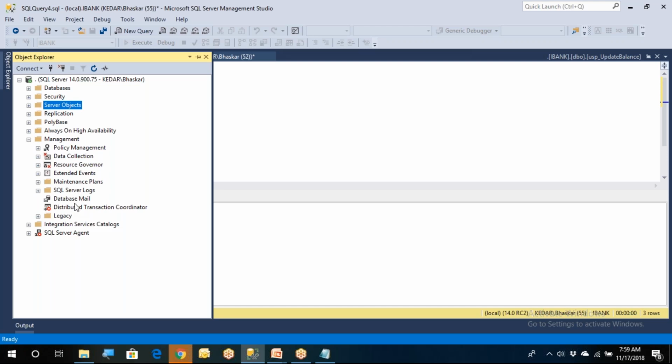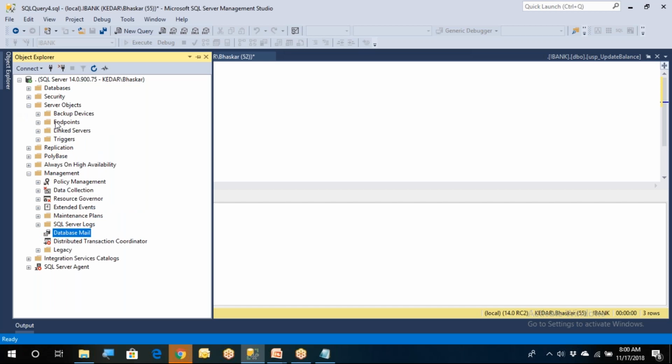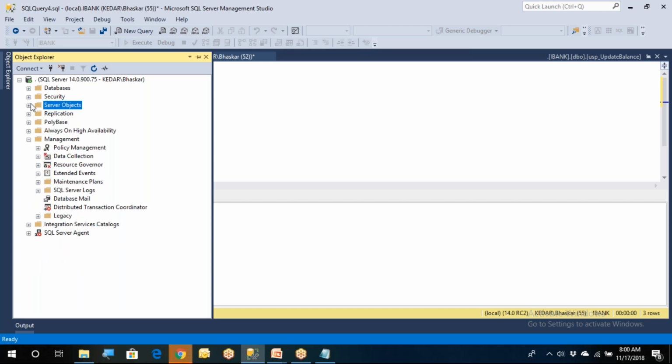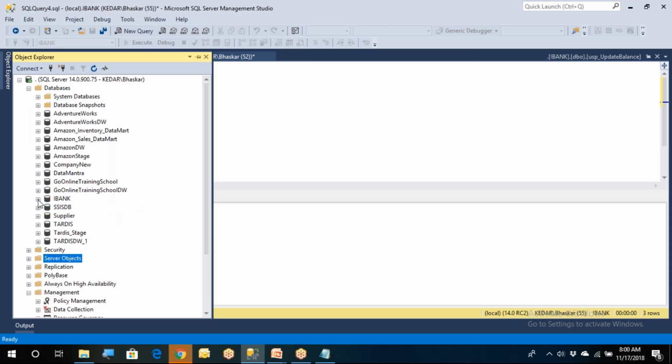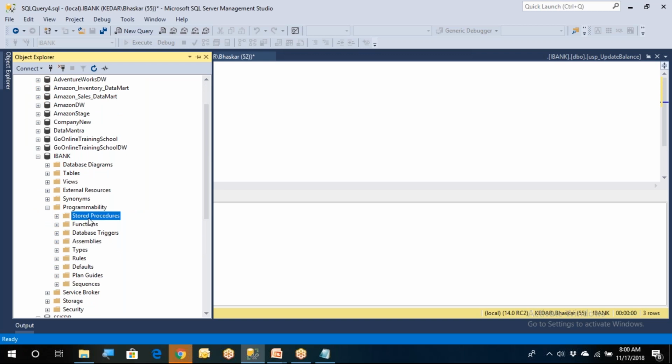See, you have Database Mail where you should be able to send mails and all from the database only. Linked servers we have discussed, right? So these are very, very important concepts that you need to know and understand. When you go to Programmability, we can create stored procedures and functions. When you go to Assemblies, this is where you have to register your assemblies. When you go down, this is where you have to create one .NET code, and the .NET code you have to bring it here.